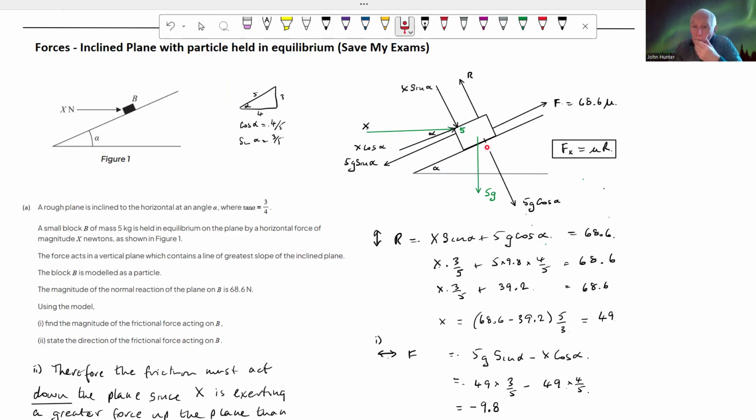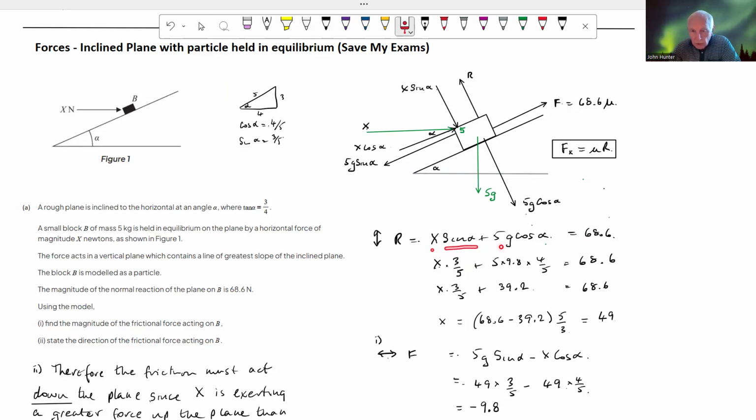So we've got an equation here for the reaction force. The reaction force is equal to the two forces in the opposite direction, because we have equilibrium in the perpendicular to the plane sense. So that's what we've got. R is equal to that, which we're told is 68.6. Right, so in all this, we know everything apart from X.